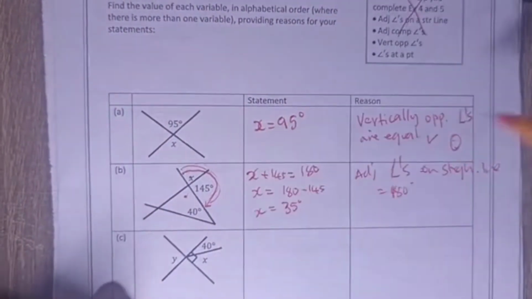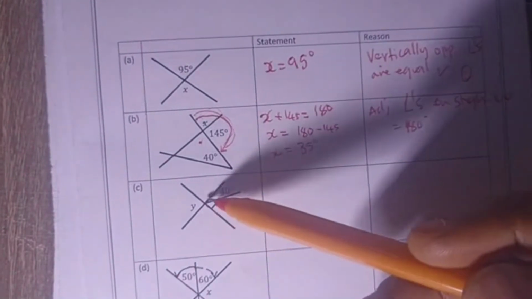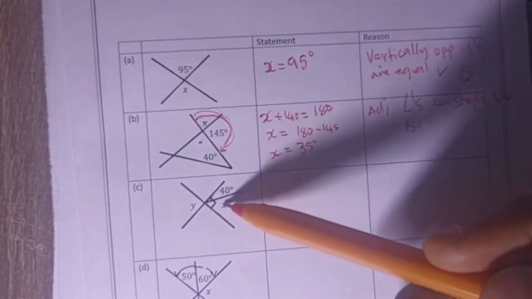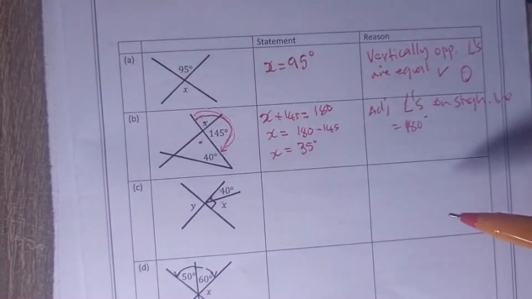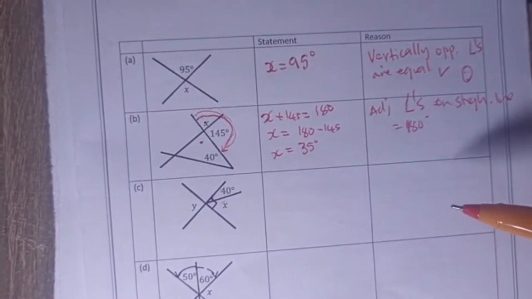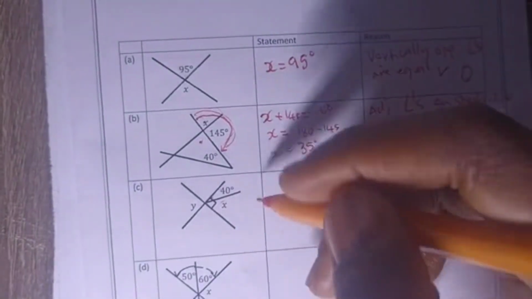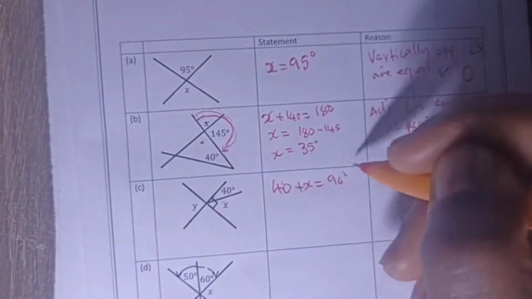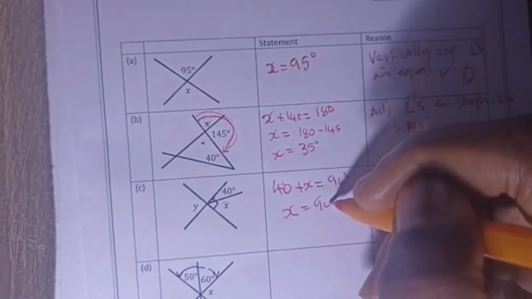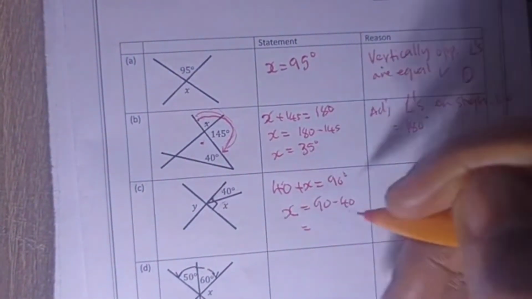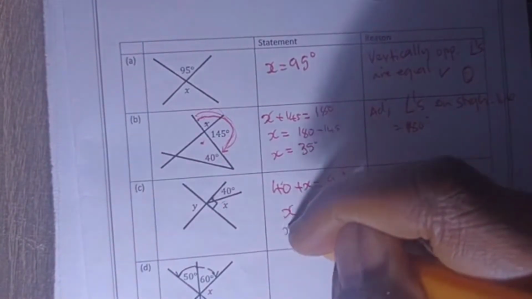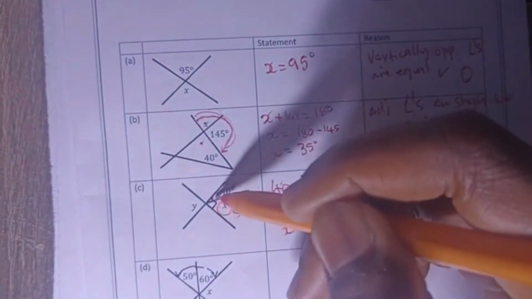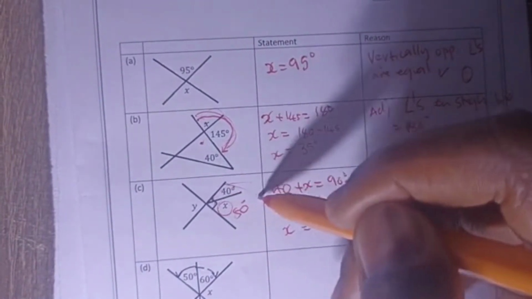Okay, let's go on. Look at this question carefully. This whole angle, we see a right angle there, meaning this angle plus this angle equals to how much? 90 degrees. Yes, because it forms a right angle. So 40 plus x equals to 90 degrees. Take 40 to that side. 90 minus 40 degrees gives you 50 degrees. So 50 plus 40 equals to 90. This whole angle gives you a right angle.